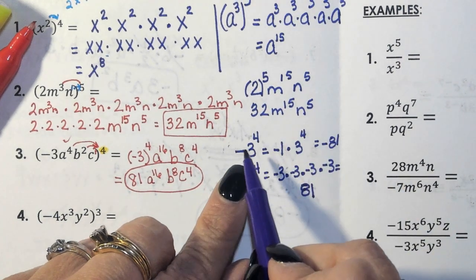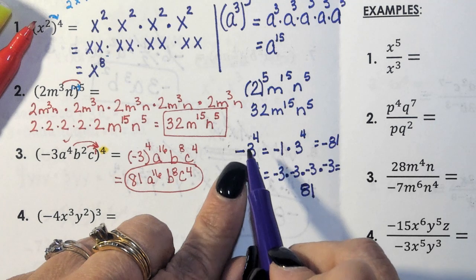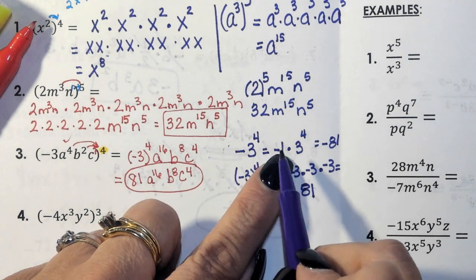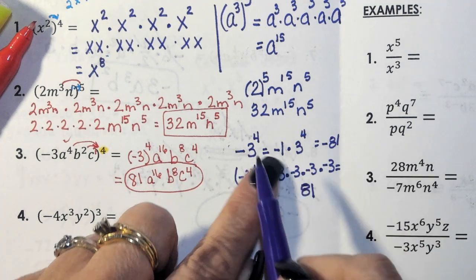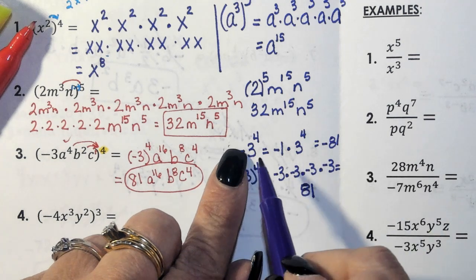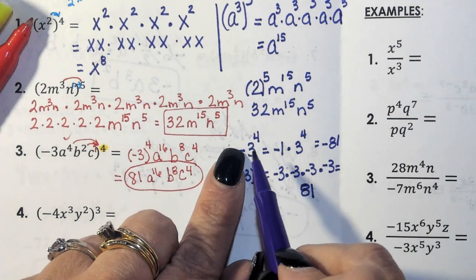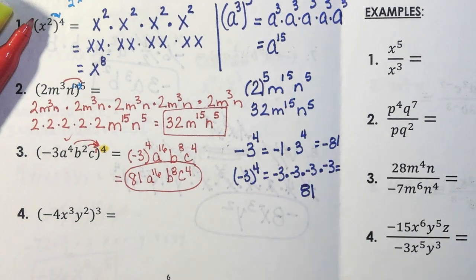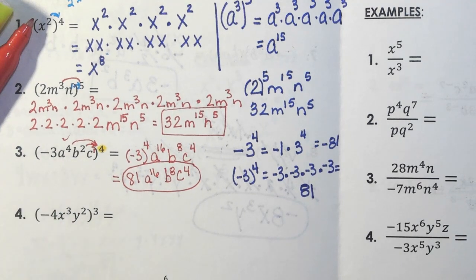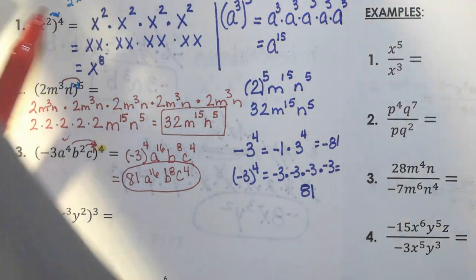But when you forget to put parentheses around this, your calculator sees a negative 1 right here times 3 to the 4th. Calculator always makes it positive, but because of that negative there, it's like, oh, okay, there's a negative 1. Be careful. Just put parentheses around it, and then you won't have to worry.